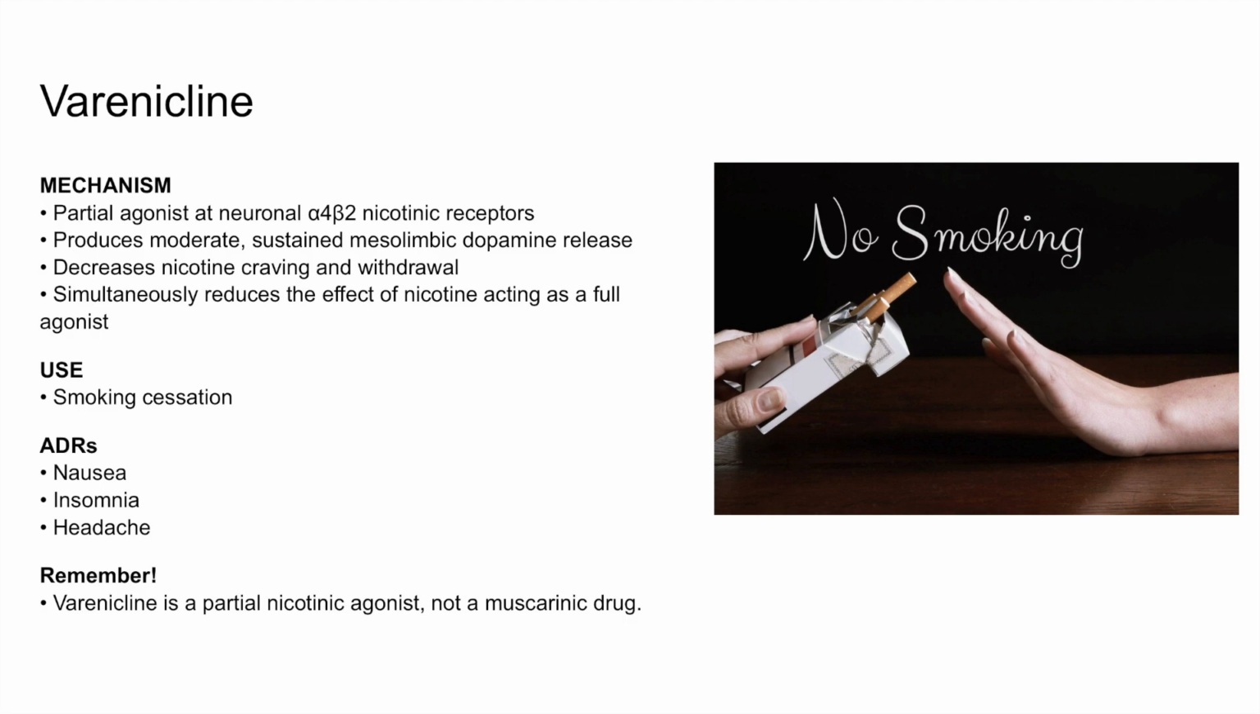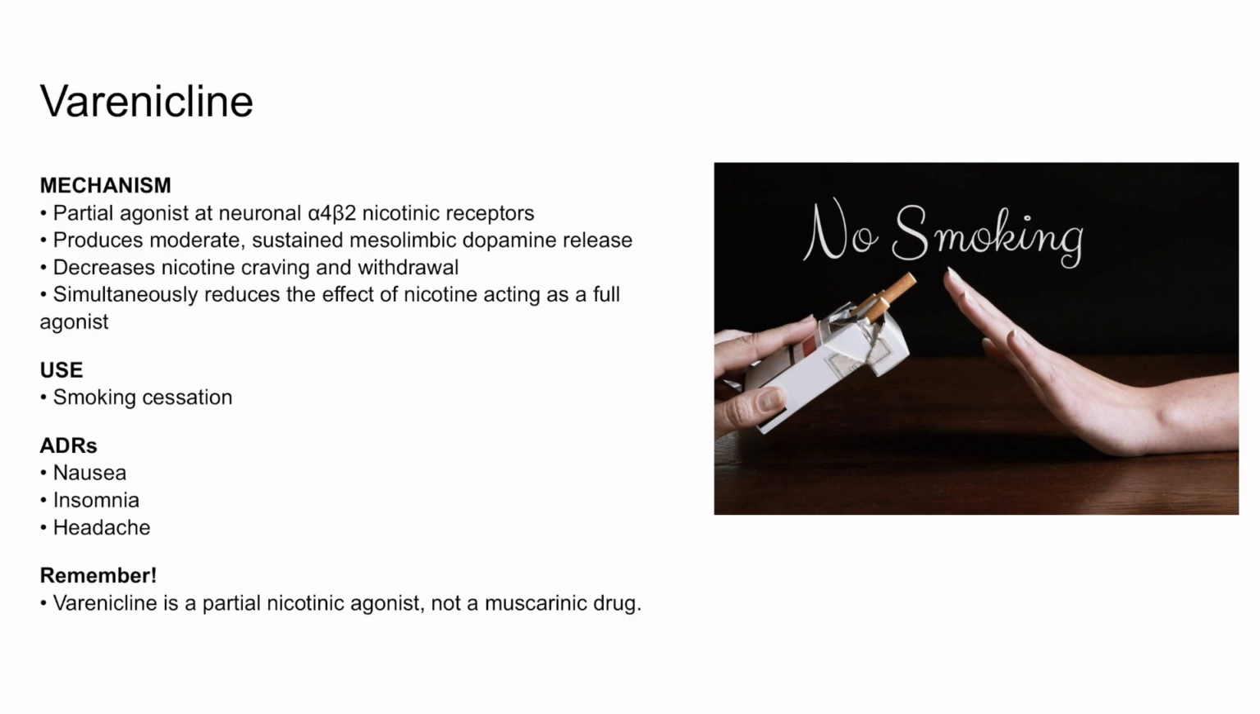Its partial agonist behavior explains both parts of its clinical action. So in the absence of nicotine, it provides moderate receptor stimulation and sustained mesolimbic dopamine release, reducing craving and withdrawal symptoms. If nicotine is present, though, varenicline occupies the receptor but produces less activation than nicotine, so it reduces nicotine's rewarding effect. It therefore acts like a weak agonist by itself and functionally an antagonist in the presence of the full agonist, nicotine.